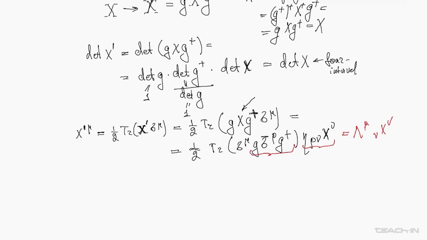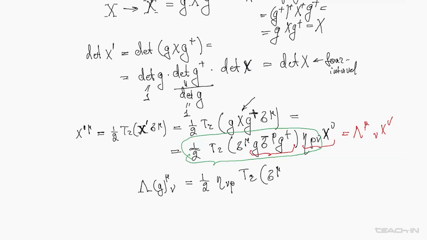In other words, the matrix lambda is parameterized by element G of SL2, but it's a 4x4 matrix with components mu and nu. Explicitly given by 1/2 eta nu rho trace sigma mu G sigma bar rho G dagger. This is how this matrix looks like.